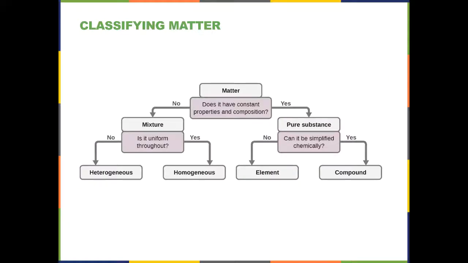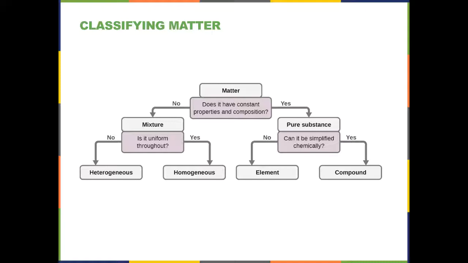So with matter, you can ask yourself the first question: does it have constant properties and composition? If the answer is yes, then it's a pure substance. Once you've said that it's a pure substance, the question is, can it be broken down or simplified chemically? If the answer is no, then it's an element. If the answer is yes, then it's a compound.